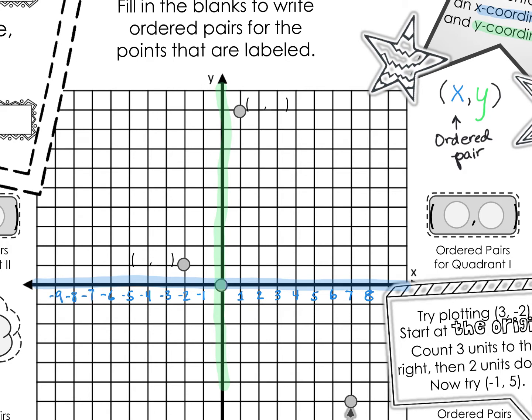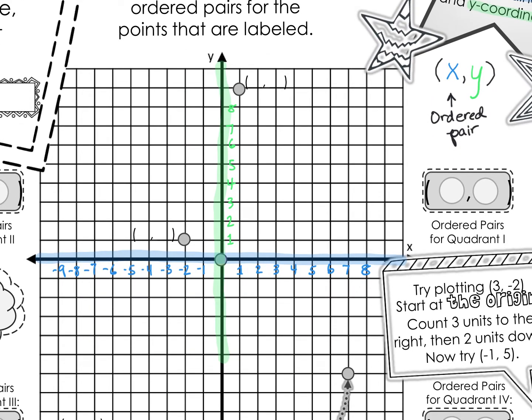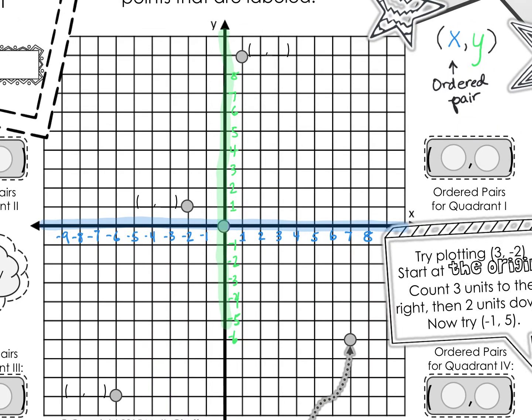On the y-axis, again, where it crosses at the origin, that's 0. Going up are positive numbers. So it's 1, 2, 3, 4, 5, 6, 7, 8, and so on. And then going down are negative numbers. -1, -2, -3. And we always count where the lines cross. We never count inside in the middle of a space, in the middle of a square.